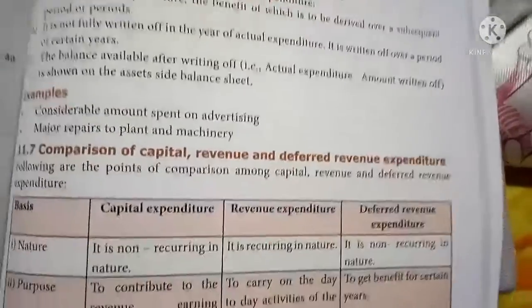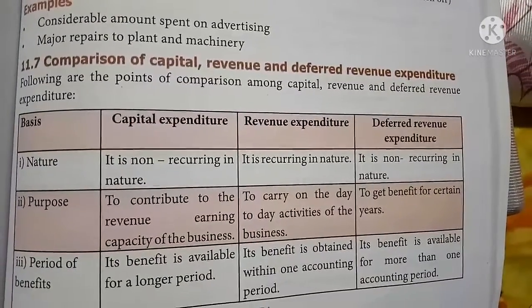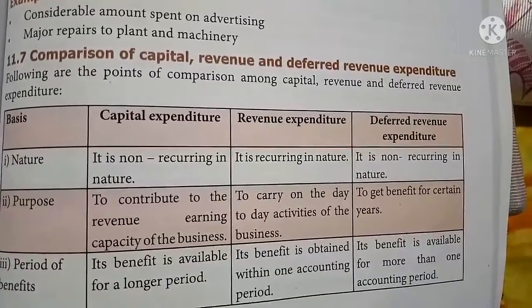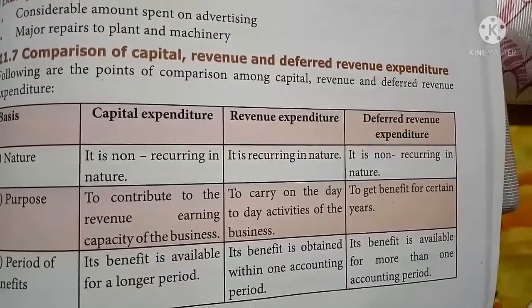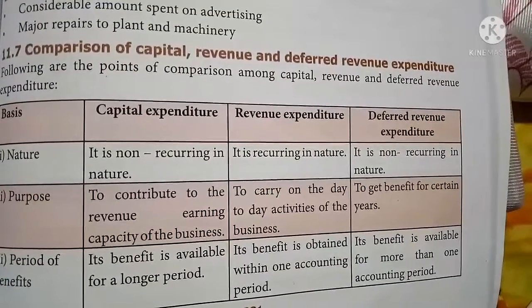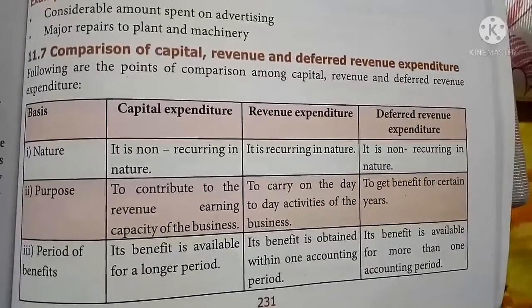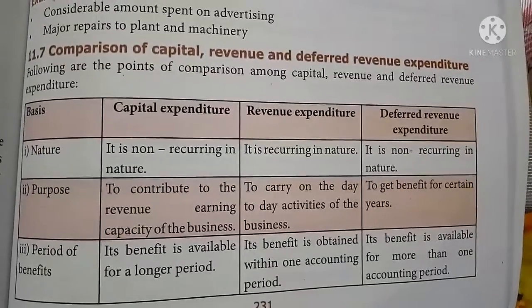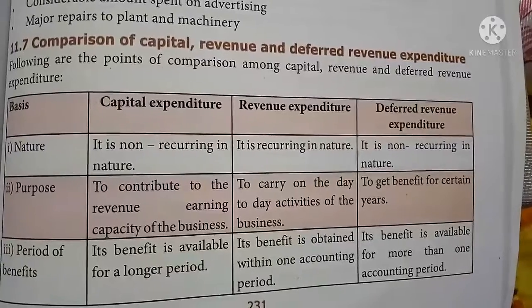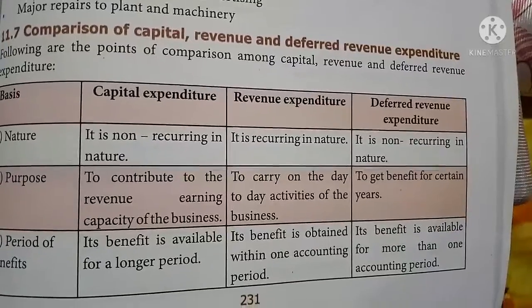Comparison of capital, revenue and deferred expenditure. From the point of view of nature, capital expenditure is non-recurring in nature. Revenue expenditure is recurring in nature. Deferred is non-recurring in nature. Purpose: capital expenditure contributes to the revenue earning capacity of the business. Revenue expenditure is to carry on the day-to-day activities of the business. But deferred revenue expenditure is to get benefit for certain years.